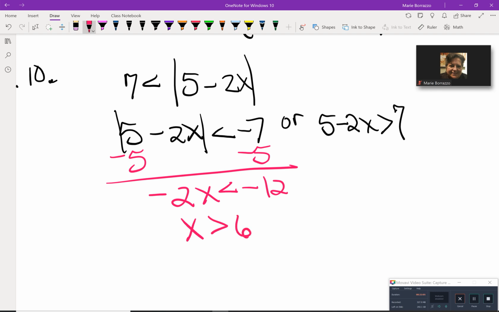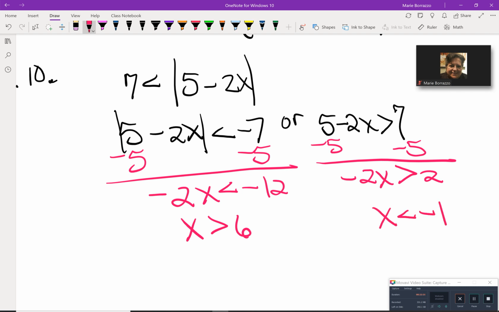That's one solution. On this side, I'm going to subtract the 5 on both sides. That's going to leave me negative 2x is greater than 2. Therefore, x is going to be less than negative 1. And that's my other solution. So keep in mind, this is an OR condition.